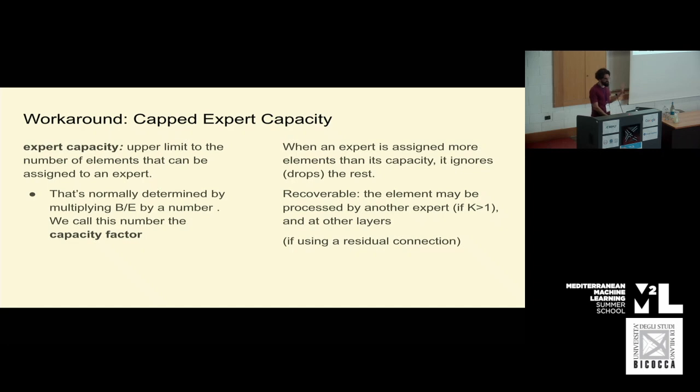If an expert is assigned more elements than its capacity, it ignores these elements. It just drops the token. And this tends to be recoverable. First, if your value of k is larger than one, so you're selecting more than one expert per token, you might be processing the element in another expert, so it still gets some processing. But also, we often use residual connections in the networks we use nowadays. Transformers have residual connections, and lots of vision models have residual connections, which means that even if you don't process the token at that layer, you can still recover in the next layer. You're not dropping the token systematically, so you're not going to degrade performance that much.